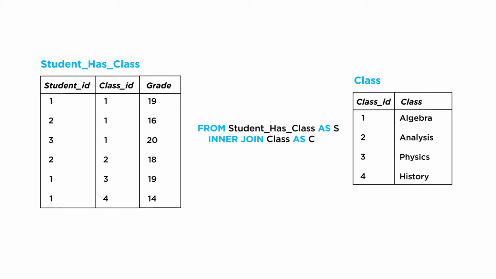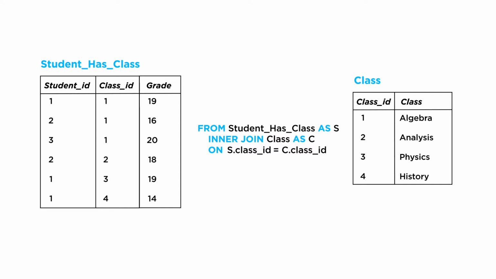And then after, we write on, and then we write how we are going to combine these two tables. In our example, we are going to combine these two tables by matching them on the class ID attribute. In other words, we want the attribute class ID from the table class to match with the attribute class ID from the table student has class. So we write S dot class ID is equal to C dot class ID, with S and C being shortcuts that refer to the student has class and class tables respectively.